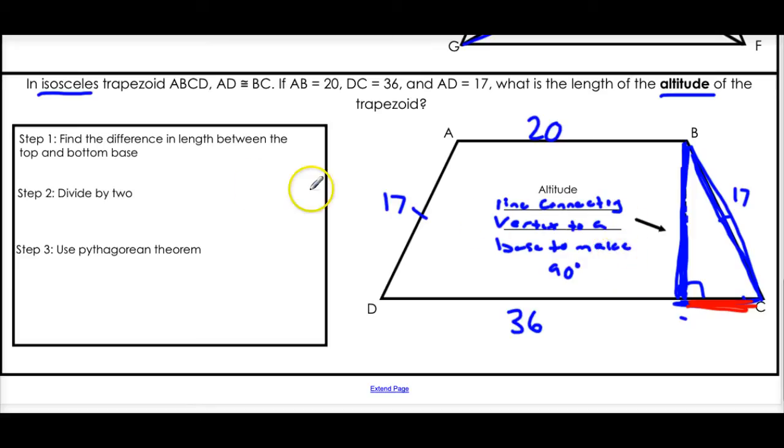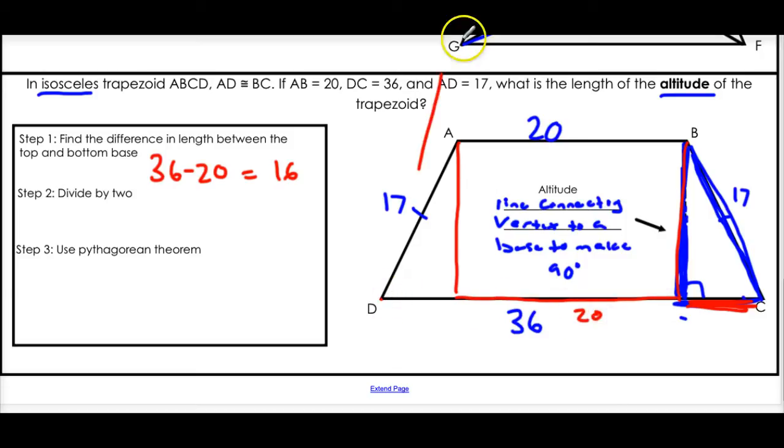Well, I'll tell you. The way you do it is first find the difference between these two bases. So we're just going to do 36 minus 20, and that is equal to 16. And so what I've really done is this. These two lines, from here to here, is 20, right? And that means these two missing parts, right here and right here, are going to be equal to 16, because if this is 20, I have 16 remaining. Now, in an isosceles trapezoid, this and this are going to be congruent. So I'm going to take that 16 and divide it by 2, and that gives me 8. So I know this is 8 and this is 8.